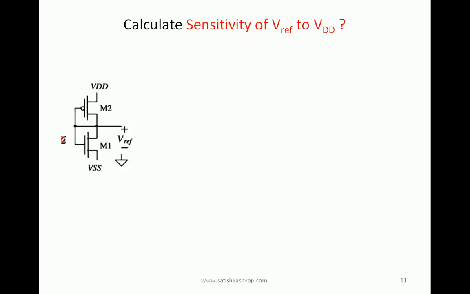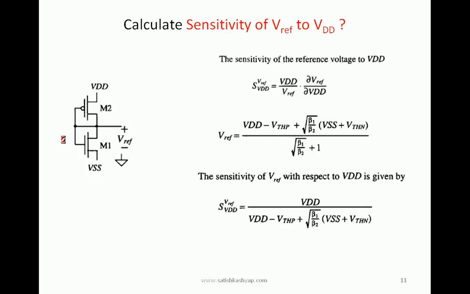Calculate the sensitivity of V reference to VDD. We know the equation for sensitivity of V reference to VDD, and V reference is already calculated, so differentiate that with respect to VDD and substitute in the sensitivity equation. The final expression for sensitivity of V reference to VDD is this one. So sensitivity is not 0.